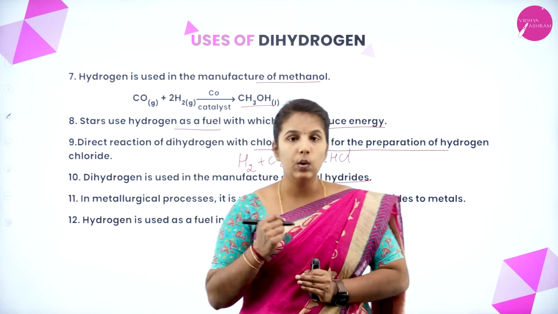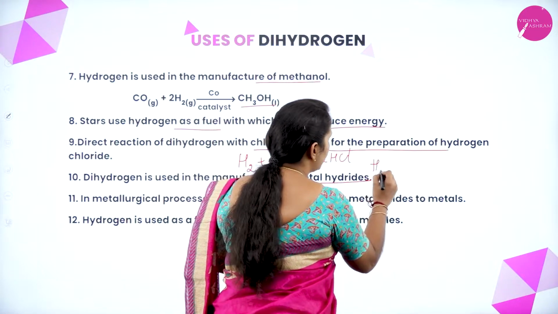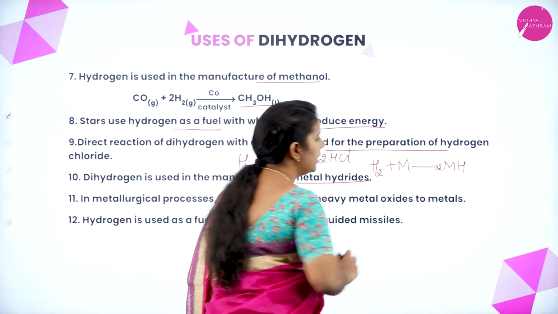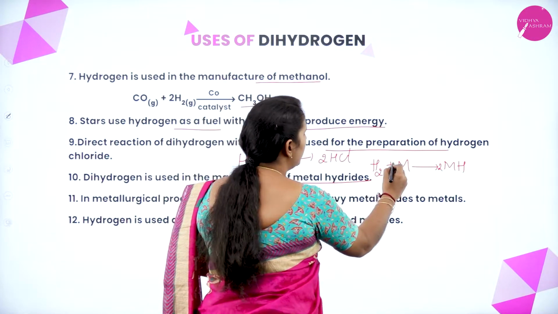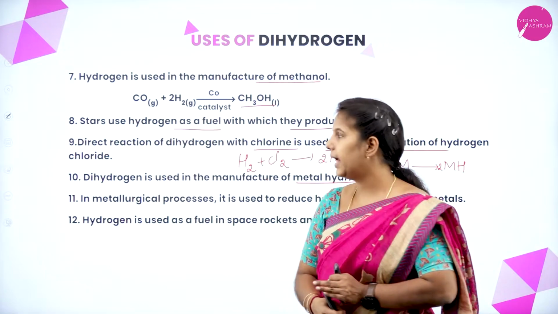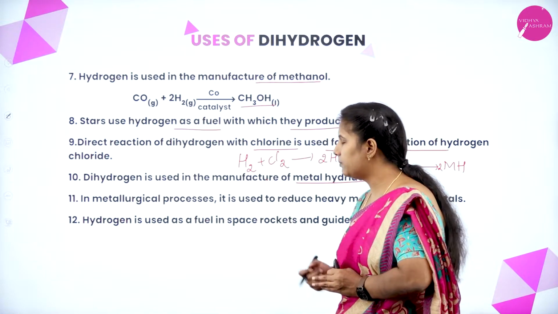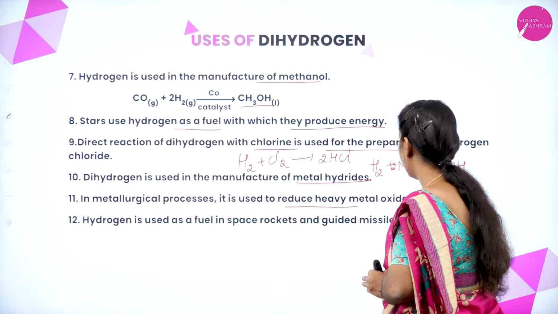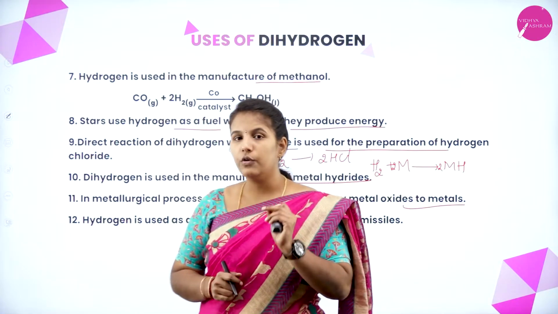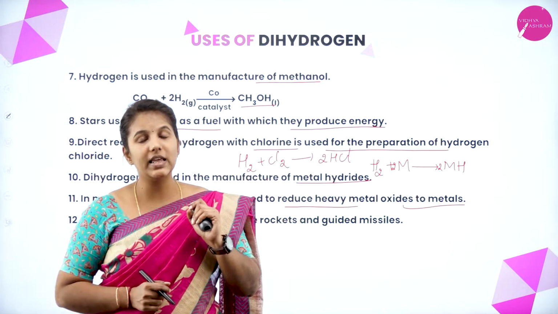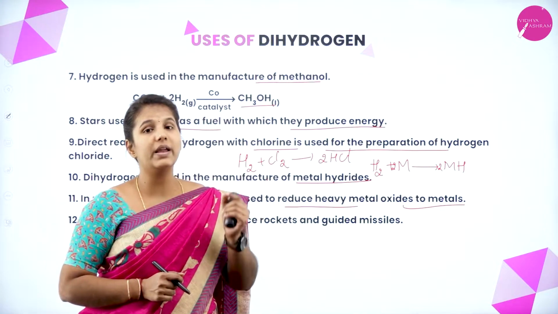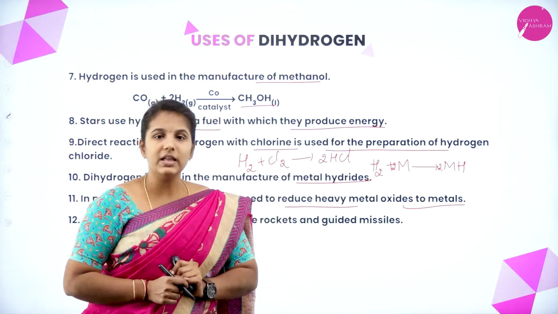Already I have explained that when dihydrogen reacts with a metal, it forms what? Metal hydride. This is how, when dihydrogen reacts with the metal, it forms a metal hydride. And in metallurgical processes, it is used to reduce heavy metal oxides to form a metal. So already we have understood this part also, where metal oxide can easily get reduced into metal, as well as the metal ions can also be reduced to metal by using dihydrogen.